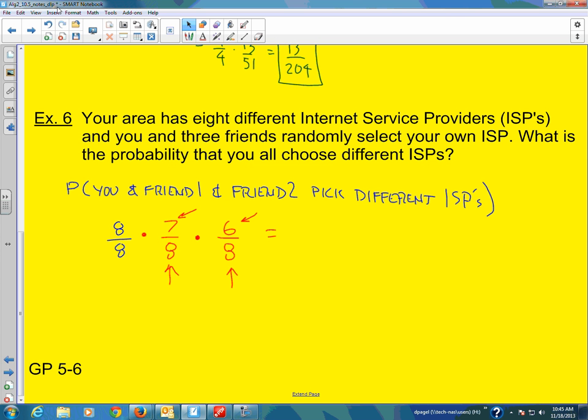What do we get? We get about a 0.541. So we get an 8 times a 6 times a 7, 336, divided by 8 to the third, which is 512.